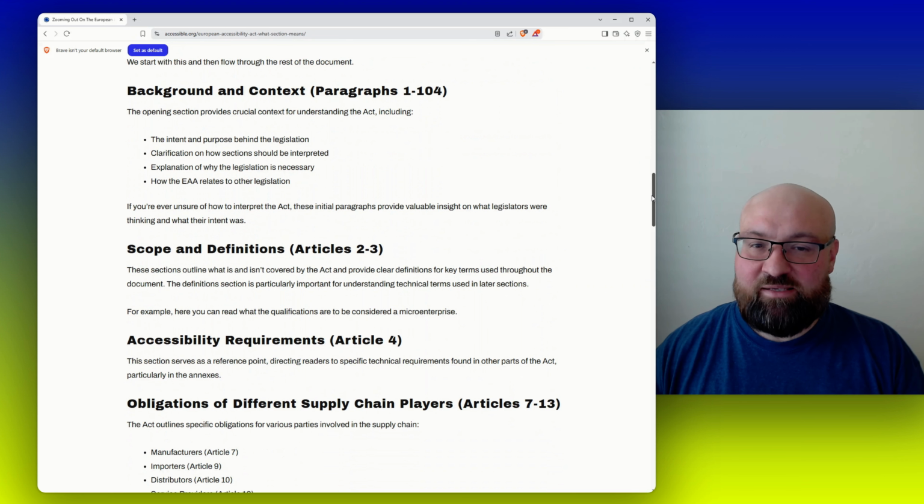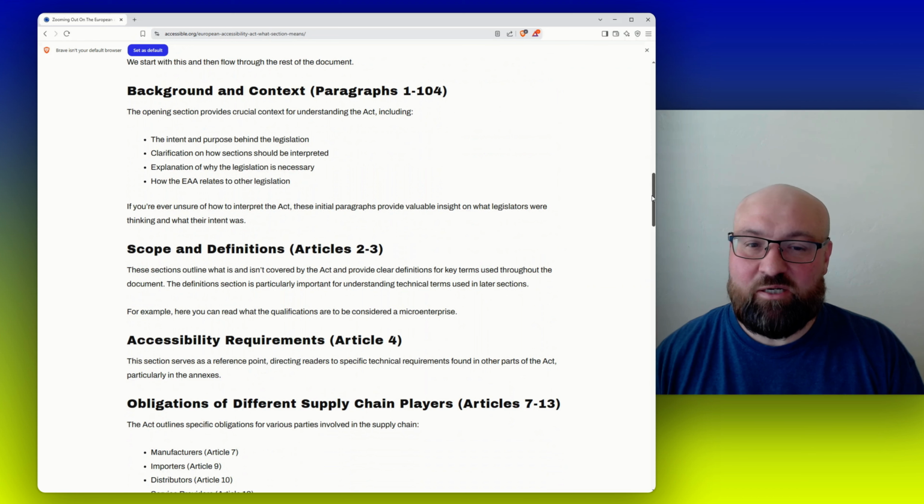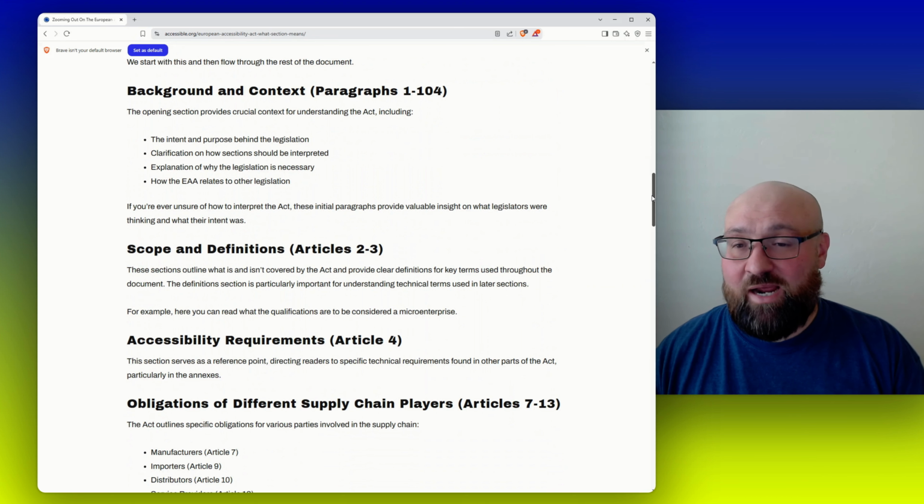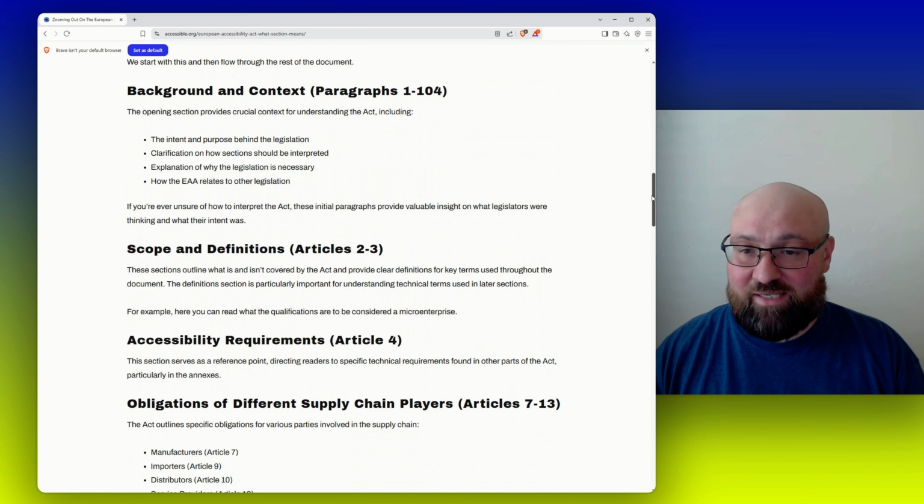It's going to give you clarification on any sections that you might need help interpreting. And part of that is the recital section contains the intent and purpose behind the legislation. And not all of the paragraphs are going to be relevant for everyone. So this is a long section. I recommend going ahead and skipping past this for now and then coming back to it as you need it.